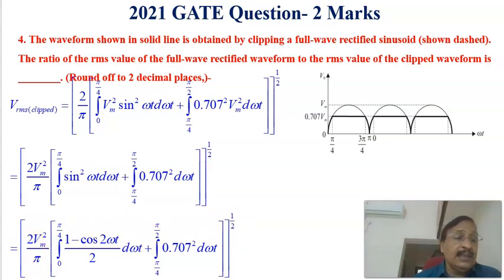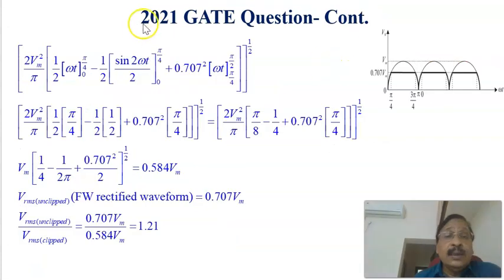The continuation will be in the next slide. Continuing the same problem, we have to find the RMS value of this clipped waveform, which equals square root of 2 Vm squared by pi, times half of omega t integrated from 0 to pi by 4, minus half sin 2 omega t divided by 2 from 0 to pi by 4, plus 0.707 squared omega t integrated from pi by 4 to pi by 2.